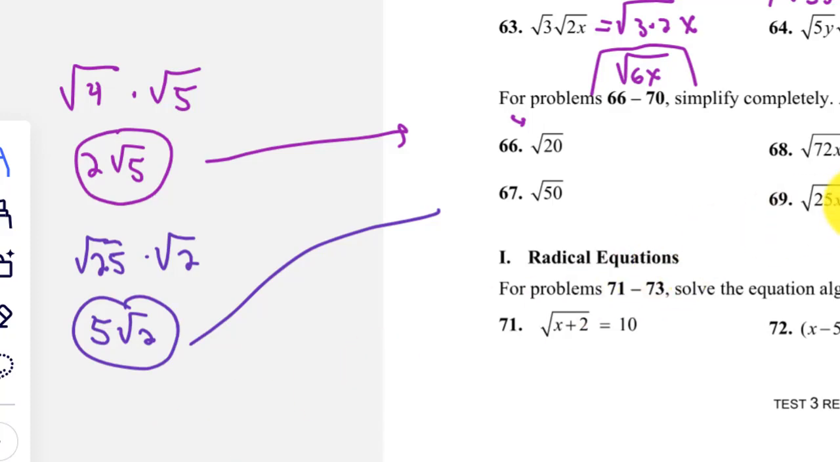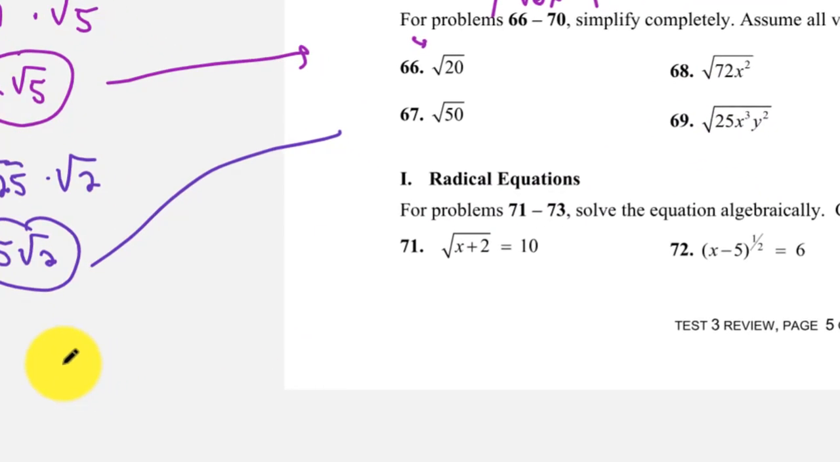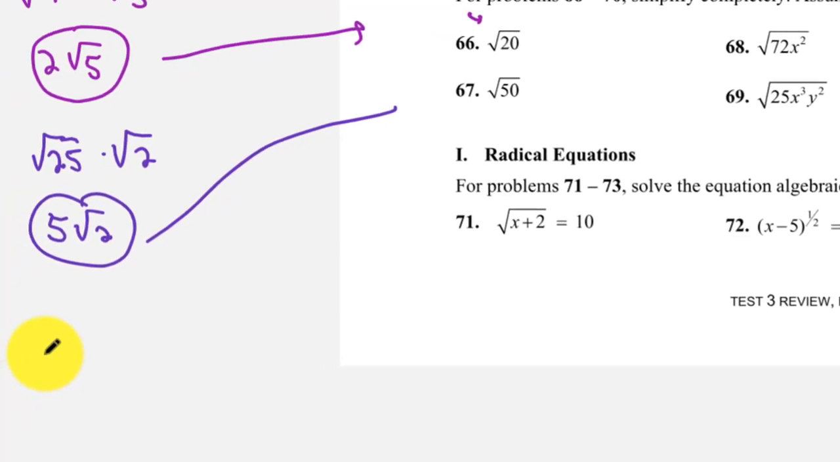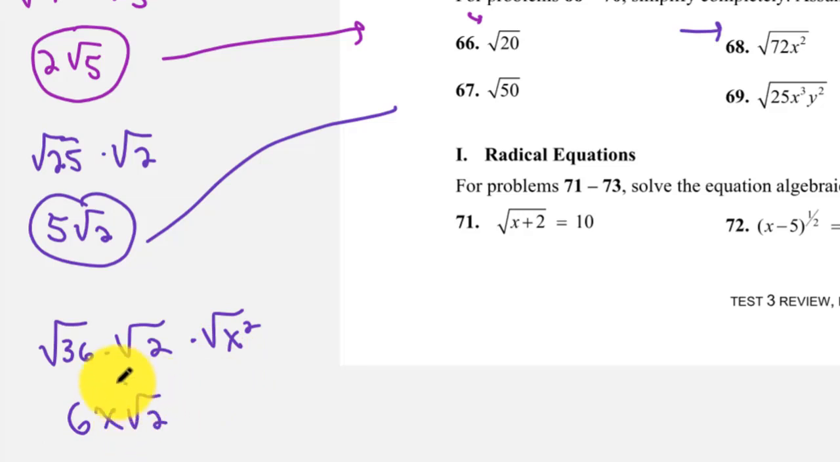Number 68. All right, so we have the square root of 72 times x squared. So I'm going to break this down. How do we get 72? There's a couple of ways. You could do 36 times 2. That's the best way to do it, right? The square root of 36 times the square root of 2, right? 36 times 2 is 72. And then we can rewrite this as times the square root of x squared. So the square root of 36 is 6. The square root of x squared is x. And we still have square root of 2. That's my final answer for 68. Okay.